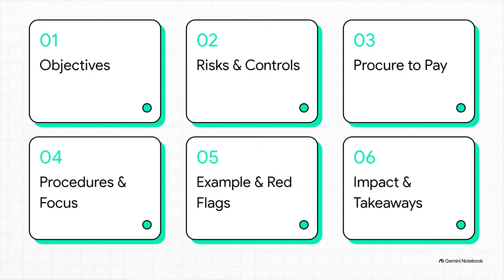So here is our roadmap for this explainer. 1. Objectives of AP audits. 2. Key risks and controls. 3. The procure-to-pay process. 4. Audit procedures and focus. 5. Transaction example and red flags. And 6. Impact and key takeaways. Let's get right into it.